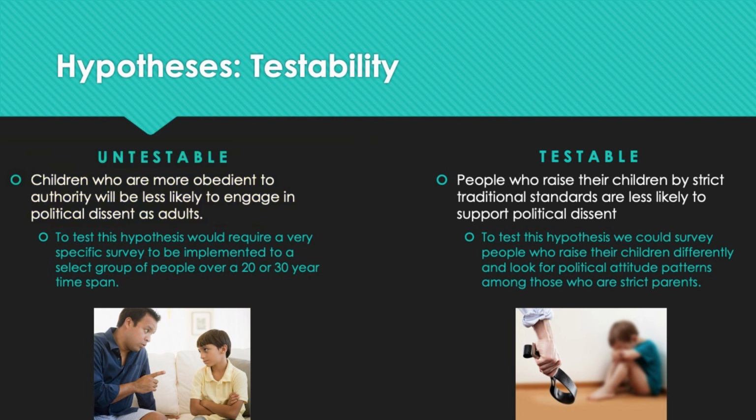On the other hand, a more testable hypothesis would be that people who raise their children by strict traditional standards are less likely to support political dissent. And all we would really need to do to test this hypothesis would be to find a survey out there that has already asked these questions, or at least has some of these questions on the survey, and then we could compare different variables to one another. Okay. So just keep that in mind.